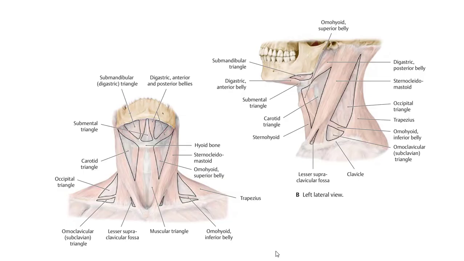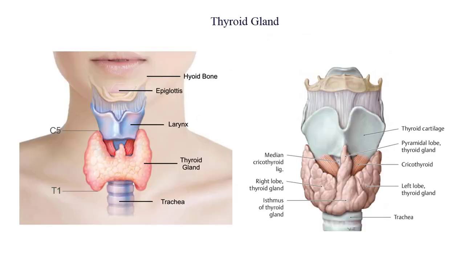So we've gone through the most important triangles of the neck. Now we are going to look at the thyroid gland. Are you ready? Let's get to it. This is the thyroid gland. Yes, that well-known butterfly-shaped gland found in the neck region.